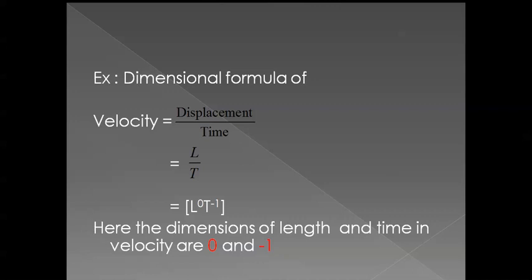So this is the dimensional formula of velocity, and plus 1 and minus 1 are dimensions. So again we can revise the definition of dimension. Now you can understand what dimension is. The powers are dimensions. This equation is the dimensional equation.